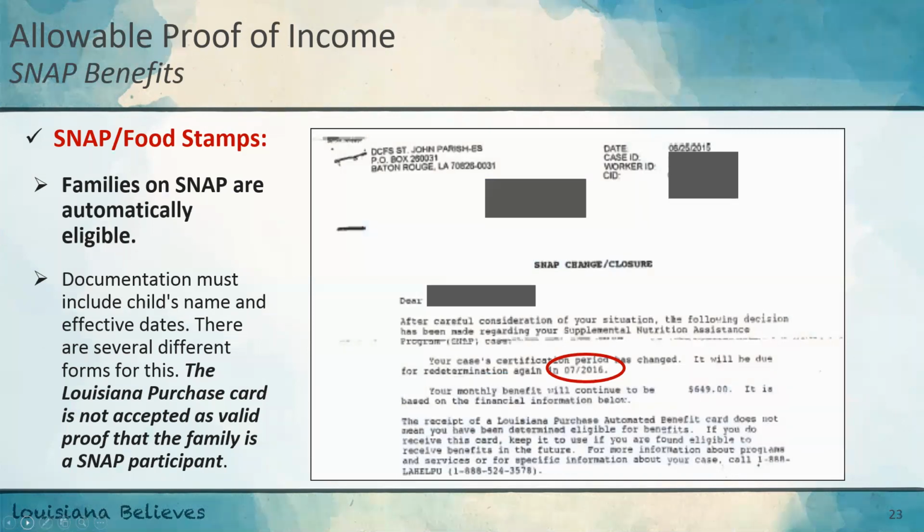The most important thing to remember is that the documentation must include the child's name as well as the effective dates of their case. The document that you see on your screen is a standard SNAP change closure letter sent from DCFS. This letter will include an expiration date on the first page, which is circled in red here, and a full listing of household members on the following pages. It's important to verify not only a current open case using the expiration date, but also that the child applying for the seat is among the family members included in that case.